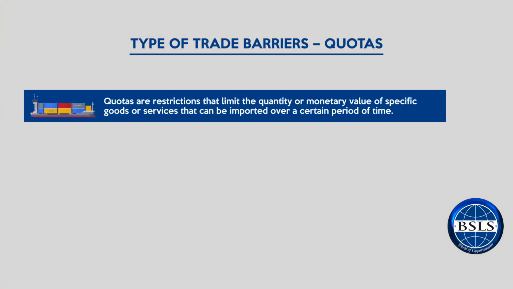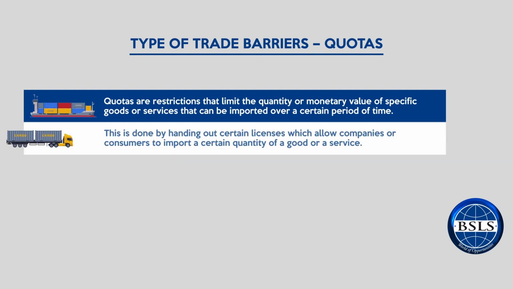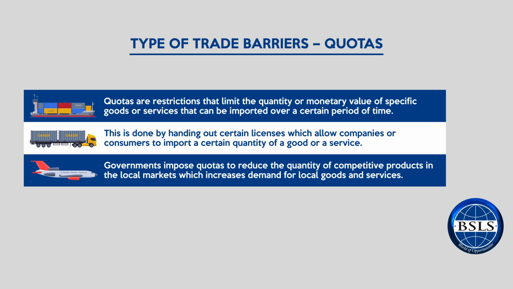The next trade barrier that we are going to discuss are called as quotas. Quotas do not impose any tariffs on the products and services that are being imported or exported out of a country. However, quotas do limit the quantity or sometimes the value of the goods and services that are being traded. Government imposes quotas to reduce the quantity of competitive products in the local markets and thereby increasing the demand for the domestic goods and services.